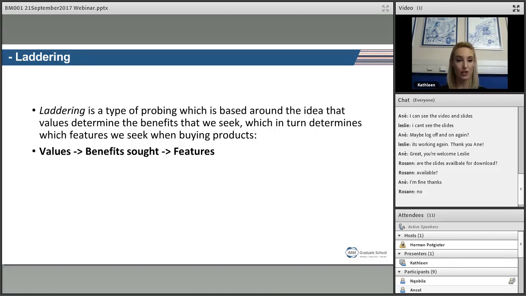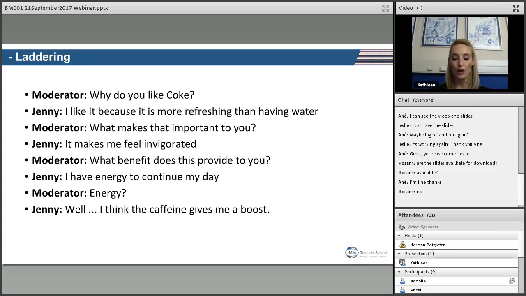Another technique that we often use is called laddering. And laddering is, we call it a probing technique, where you push customers to keep answering more and more in detail how they feel about a brand. And generally the process is we start with values, we look at the benefits that they seek, and we look at the features associated with the brand. And it's just a constant line of questioning that forces the customer to answer a little bit more each time. There's an example of a laddering technique on the screen now.